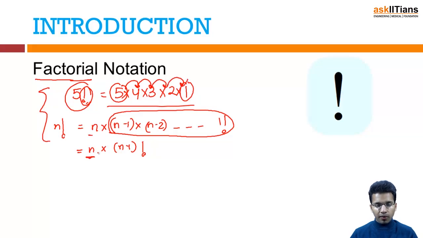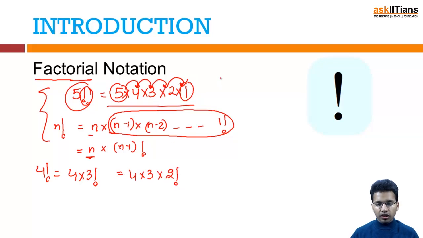So for n, if I am writing, suppose I want to write 4 factorial, so I can write it as 4 into 3 factorial. I can write this as 4 into 3 into 2 factorial. Okay, and obviously 2 factorial is very understandable, 2, and 1 factorial is again 1, because 1 into, you will be left with that. Now the interesting thing here is that 0 factorial, how do we do that?